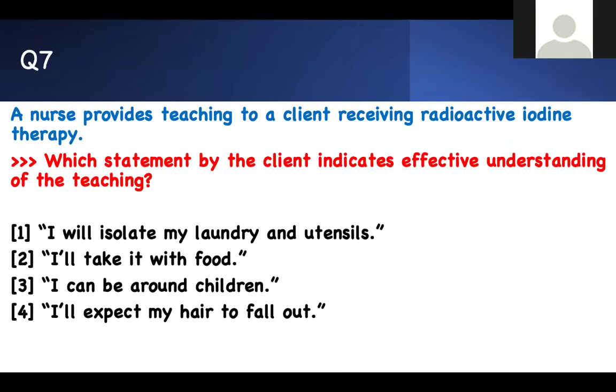And next, provide teaching to a client receiving what? Radioactive iodine therapy. Which statement by the client indicates effective understanding of the teaching? The buzzword is radioactive iodine therapy. This is used to destroy your thyroid hormone if you have hyperthyroid and you can't take medication.